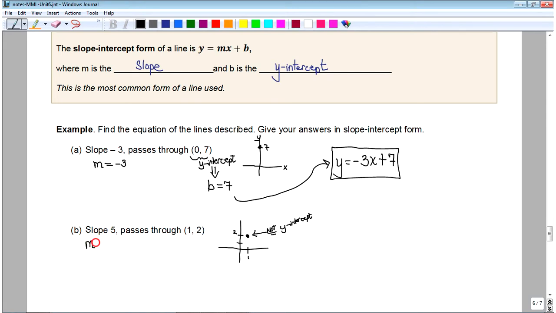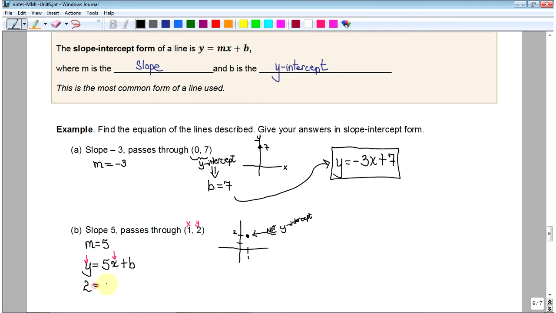I know that my slope is 5, so that's my m. So we can plug into the slope-intercept form what we know. So y is equal to m, 5 times x. We don't know b, so we're going to keep that plus b in our equation. This is when we look at the other point that we're given. I know that when x is 1, its corresponding y value is 2. So I'm going to plug those values in for x and y in my equation, and that'll allow me to figure out what b is equal to.